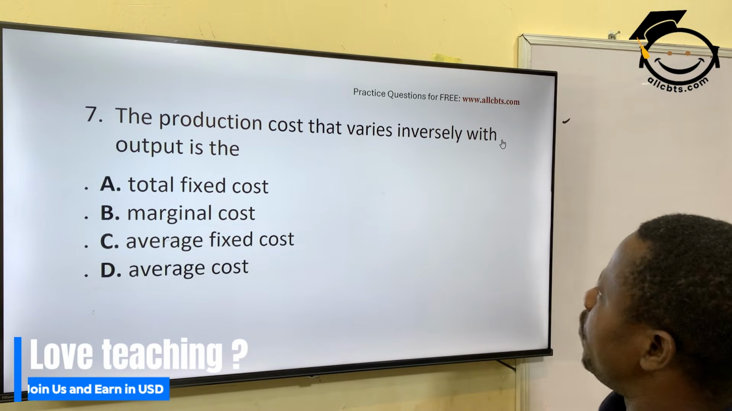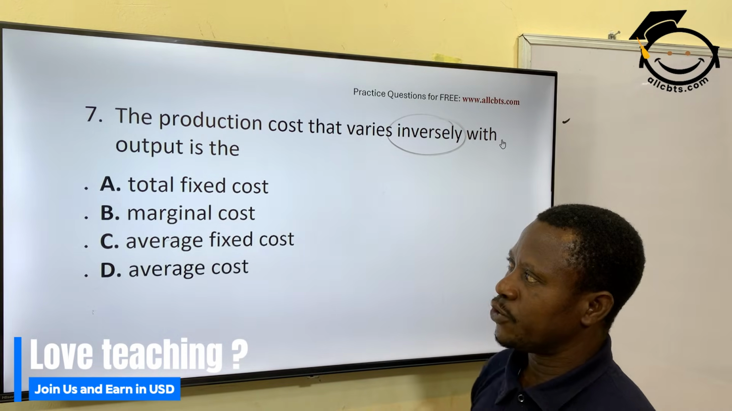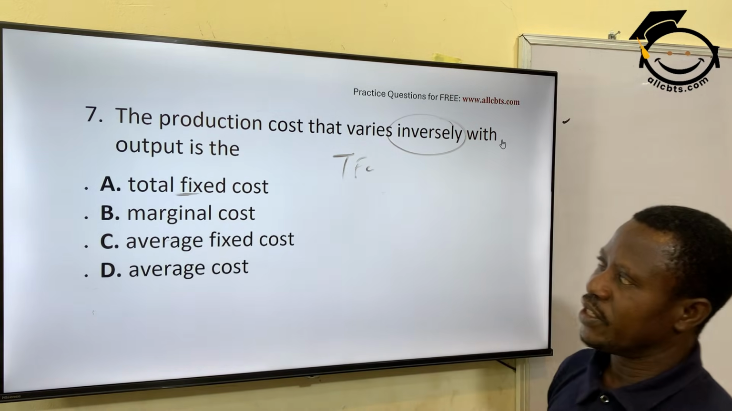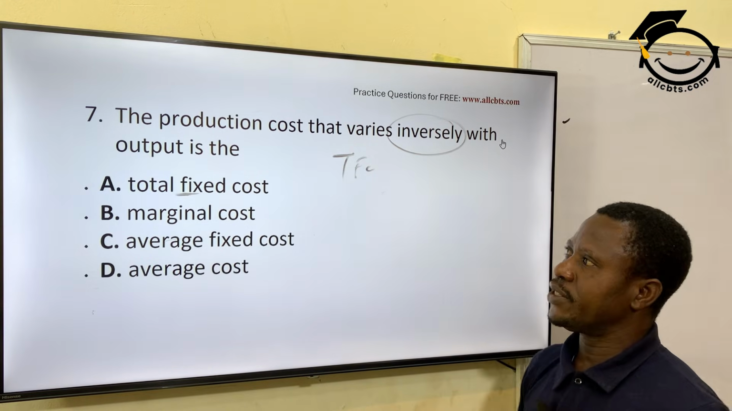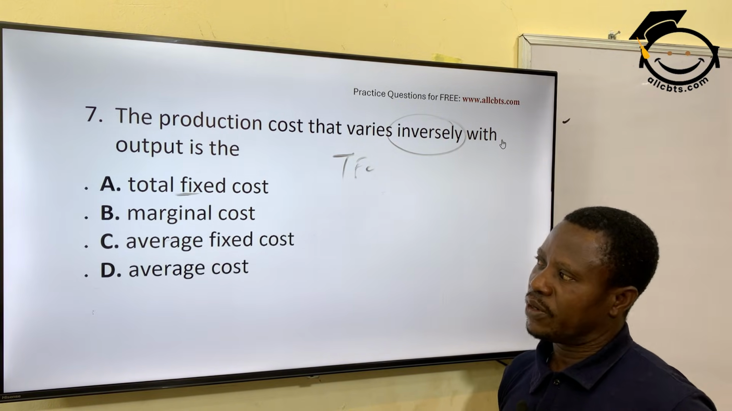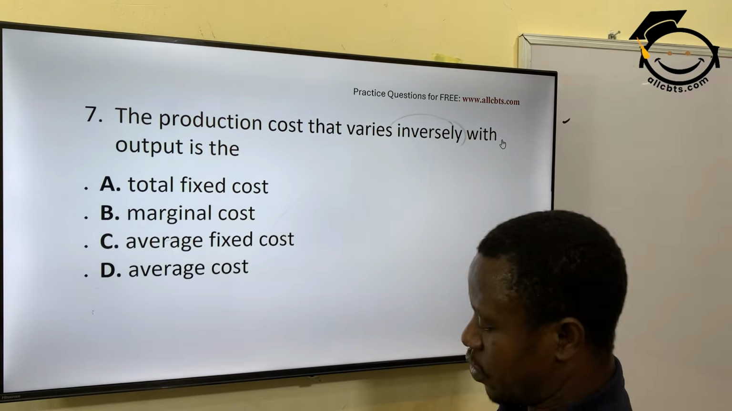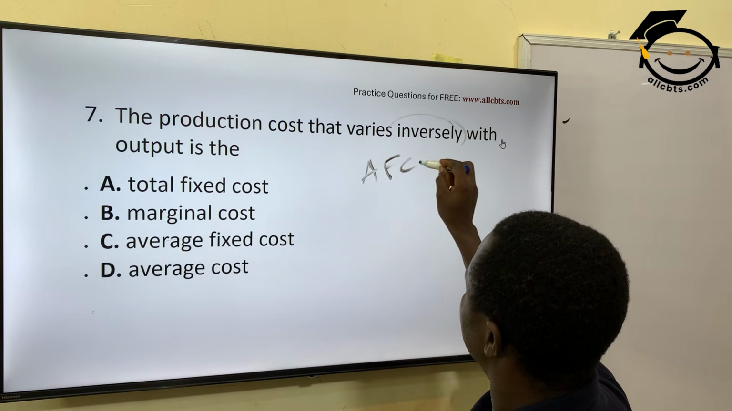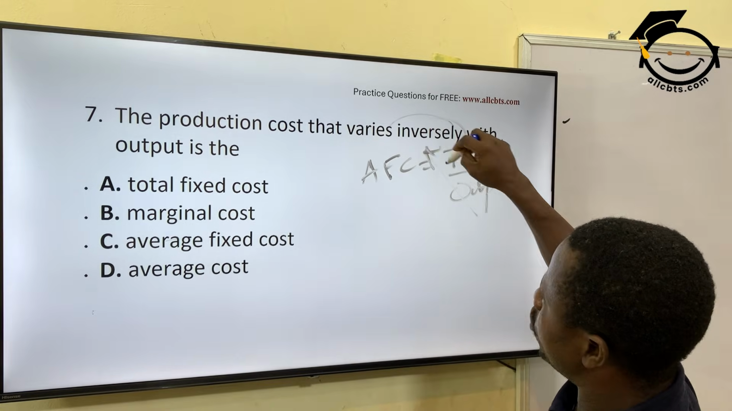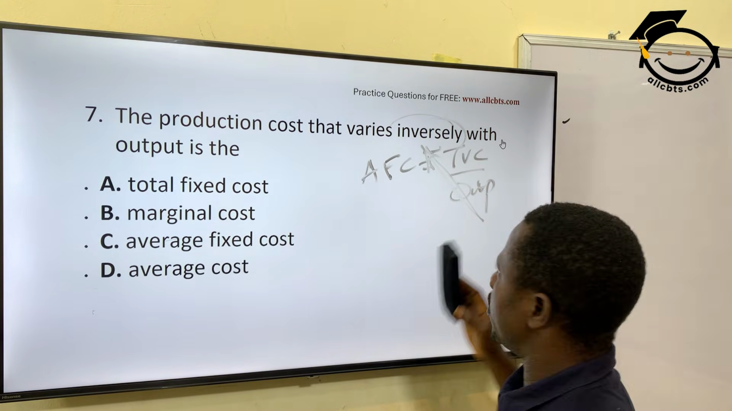The production cost that varies inversely with output, inversely, that's oppositely, is what? Is the total fixed cost. Because total fixed cost is inversely proportional, all right, to the output. Very well. Average fixed cost. The average fixed cost is inversely proportional. Because average fixed cost equals what? Average fixed cost equals total fixed cost over output. So they are inversely proportional. Average fixed cost. Okay?